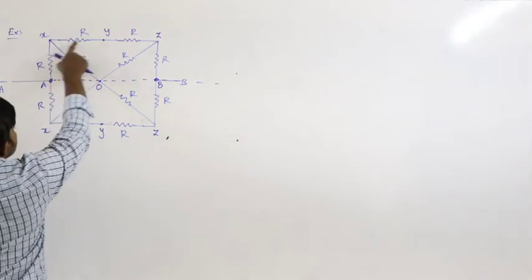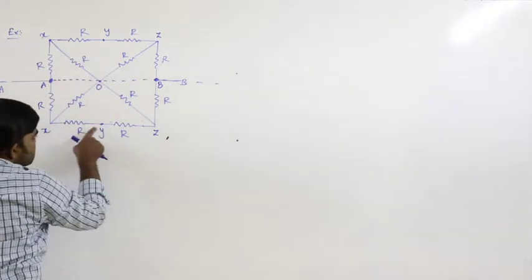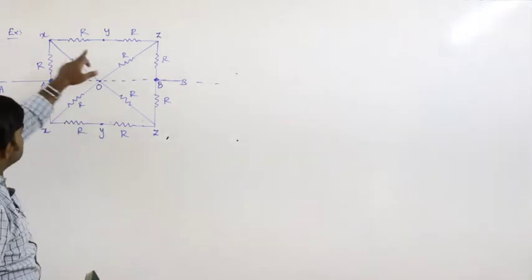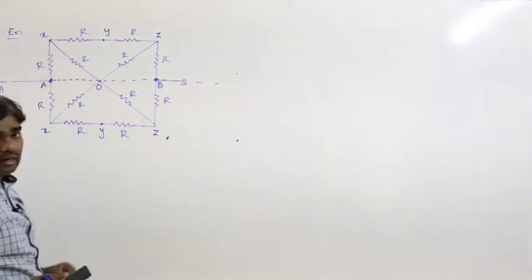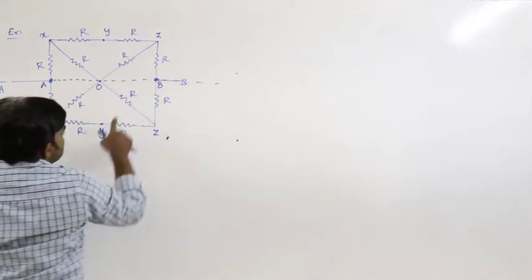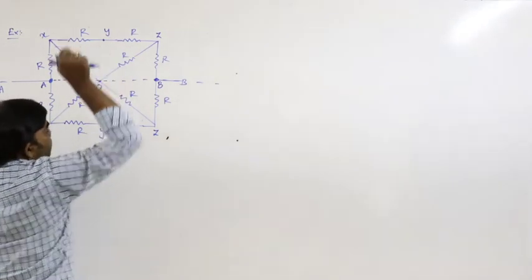And here this resistance lies between X and Y, and here also this resistance lies between X and Y. X and Y, X and Y. So these two are in parallel. Next, this resistance lies between Y and Z, and this resistance between Y and Z. So these two are parallel.